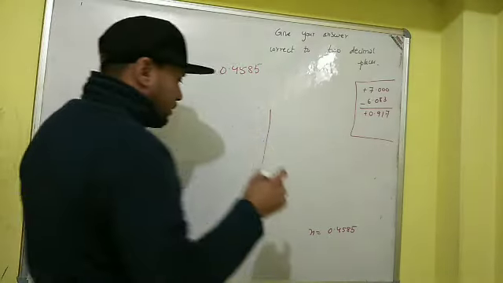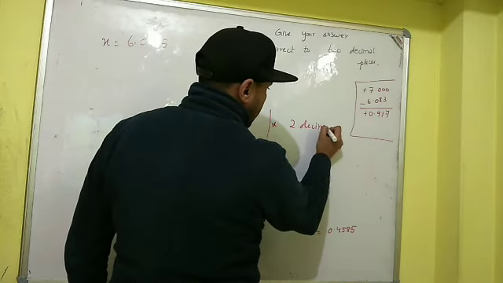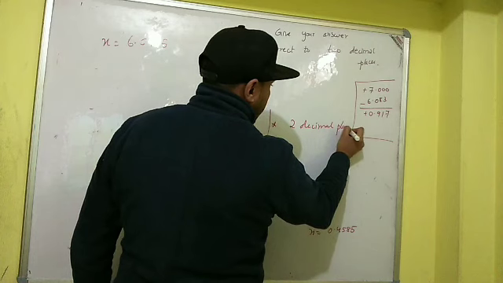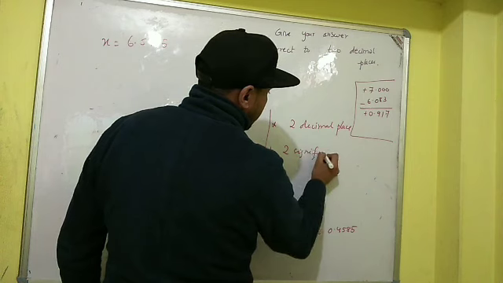So what does it mean, 2 decimal places? In ICSE you will get either, you have to write the answer in 2 decimal places, or you have to write the answer in 2 significant figures.